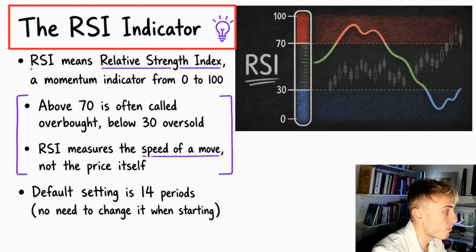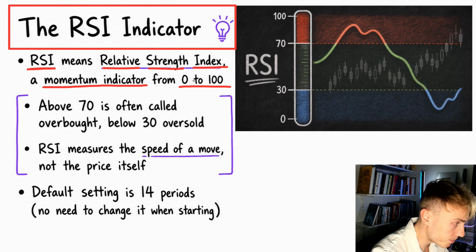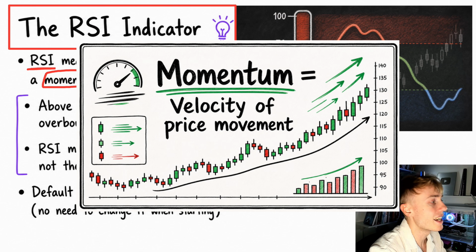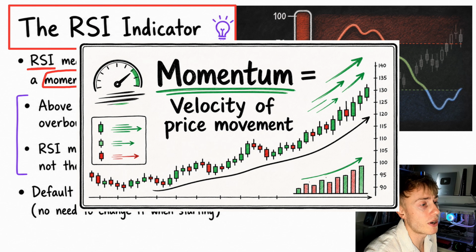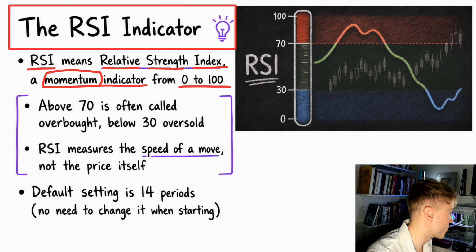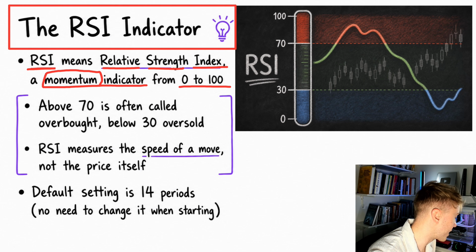So first of all, RSI simply stands for Relative Strength Index. And this is a momentum indicator that measures momentum from 0 to 100. And in simple terms, momentum is basically the velocity of price movement. So how fast is the price moving? So you can think about it like this.